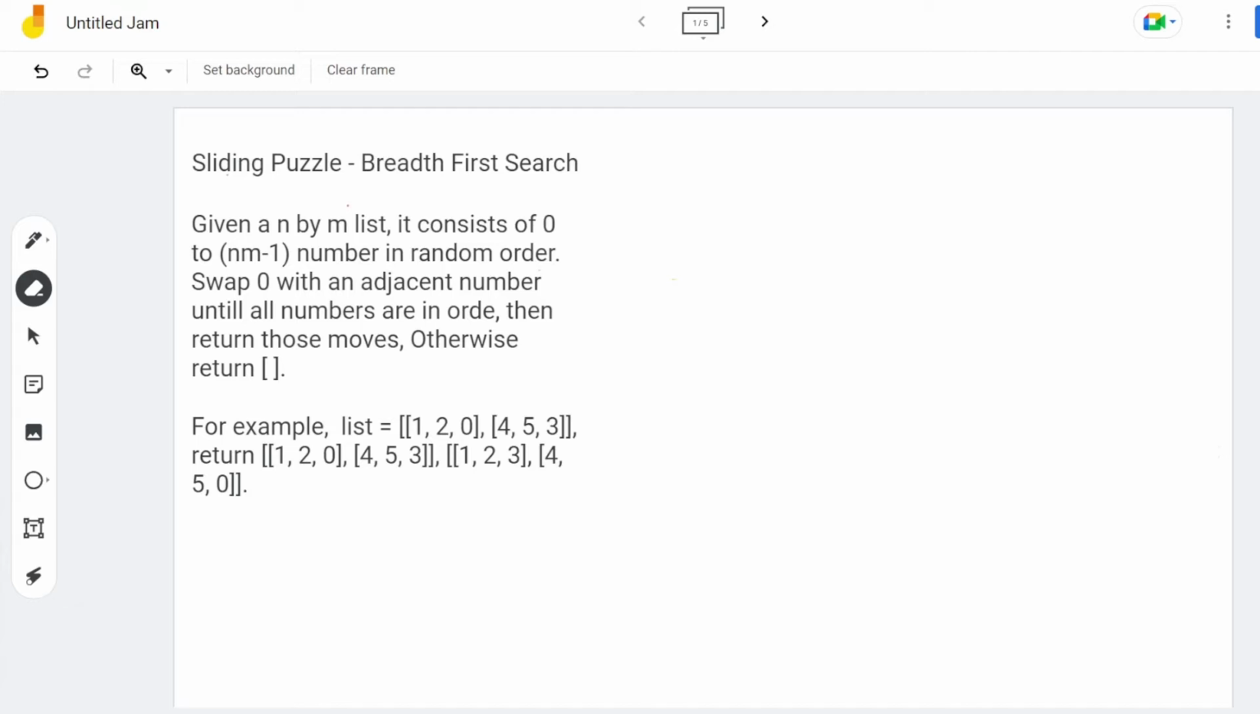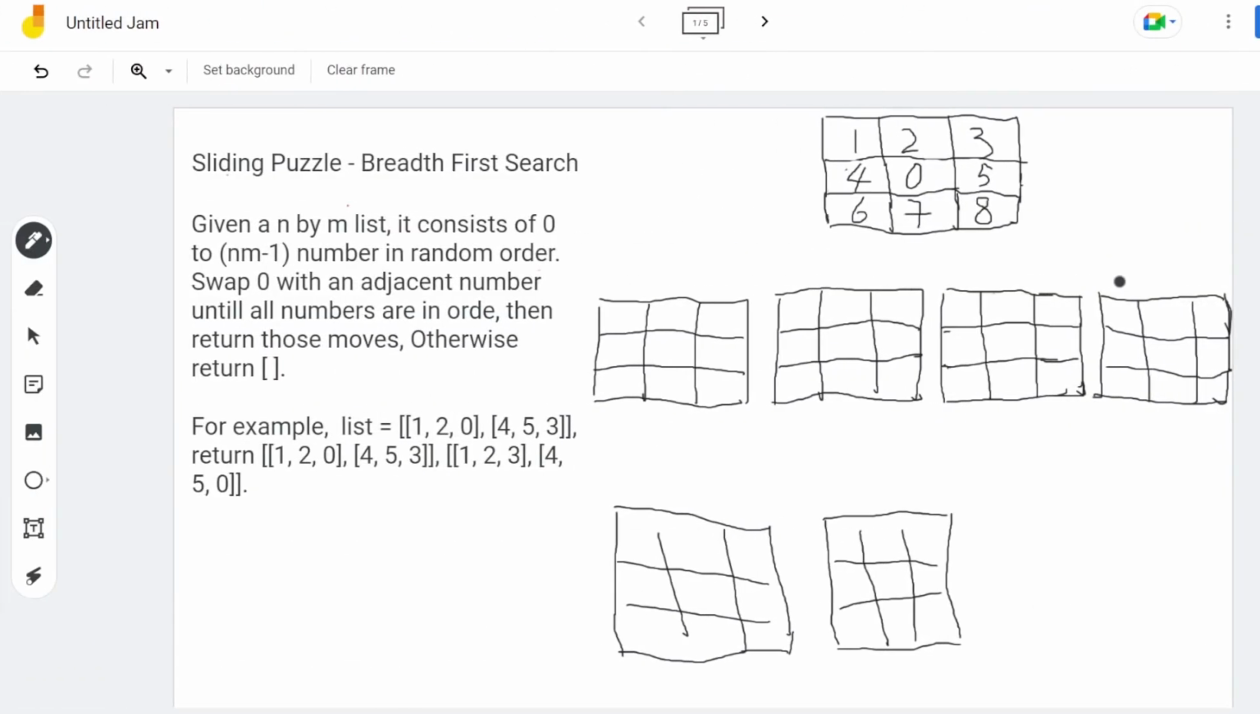Let's start from an example. In the graph data structure, every movement corresponds to one node. The initial arrangement is the first node of the graph. In this node, the number 0 has 4 move directions: left, up, right, and down. So we will have 4 nodes connect to the first node.